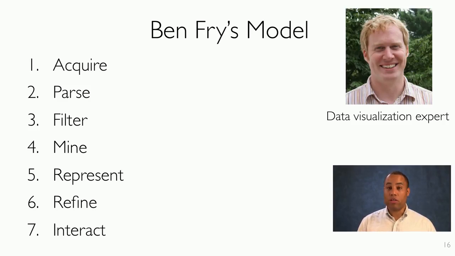So Ben Fry's model takes this down a level of granularity. Ben Fry starts by first acquiring data, then parsing that data, then filtering the data, mining the data for information, representing the results, refining the model, and then interacting with the results.